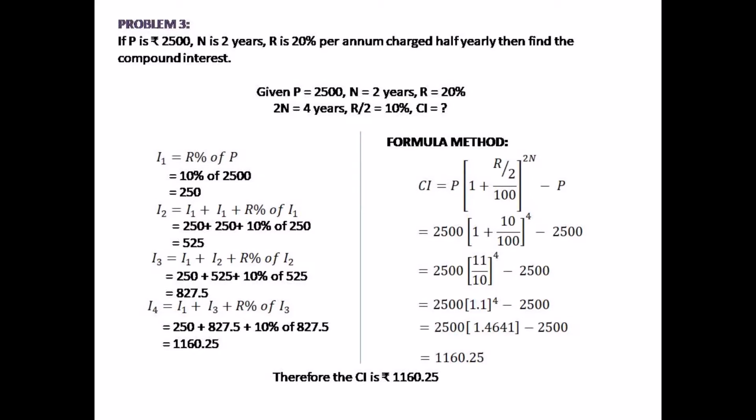If P is rupees 2,500, n is 2 years, R is 20% per annum, charged half yearly, then find the compound interest. Given that P equals 2,500, n equals 2 years, R equals 20%. It is charged half yearly, so we should find interests for each and every 6 months. 2n equals 4 years, R by 2 equals 10%. I1 equals R% of P. That is 10% of 2,500. Gives I1 is 250.